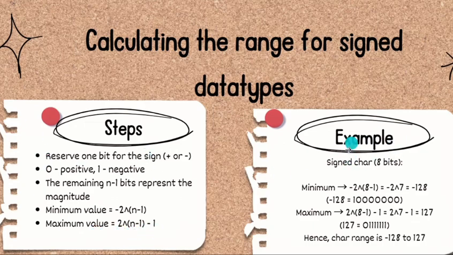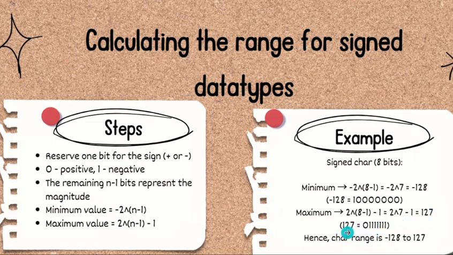So I'm giving an example. To calculate for the signed character, which is holding 8 bits. The minimum we calculate as minus 2 power, here n is 8, so 8 minus 1 is 7, minus 2 power 7. We get minus 128. Then the maximum is calculated as 2 power n minus 1, minus 1. That is 2 power 7 minus 1, we get 127.